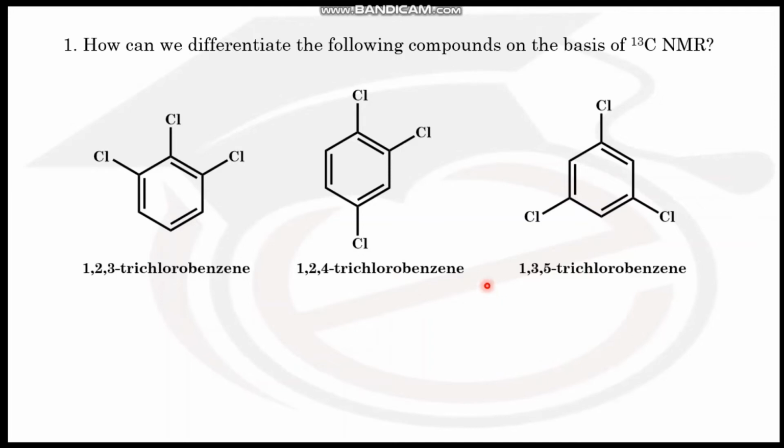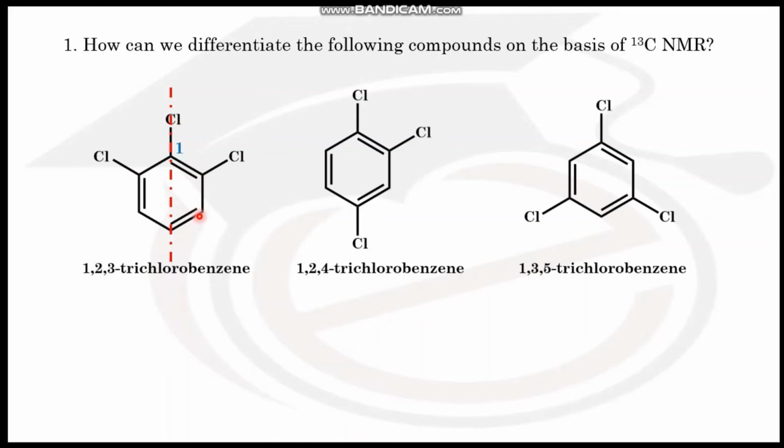Now we can do the question. First we can consider this compound, 1,2,3-dichlorobenzene, and in that one planar symmetry is there. This plane can cut this compound into equal halves. So this carbon and this carbon are considered to be isotopic, or identical, and these two are identical. So how many signals will we get?